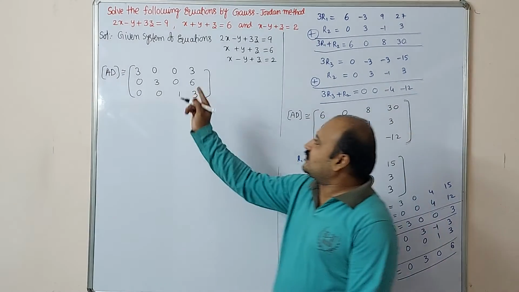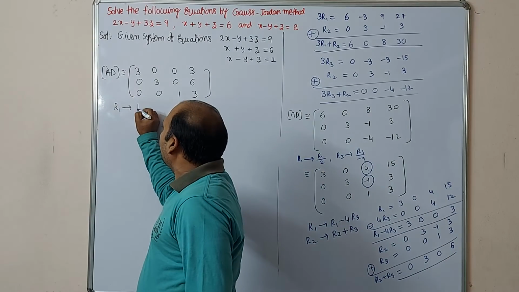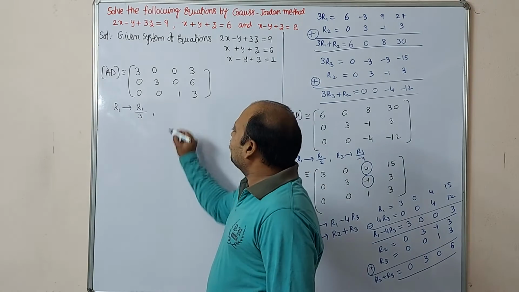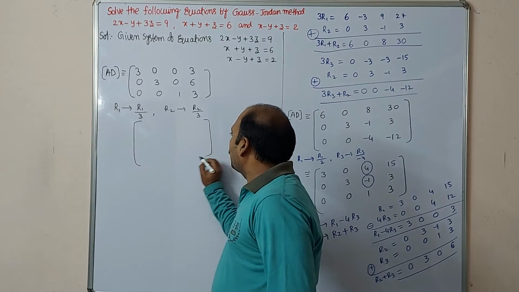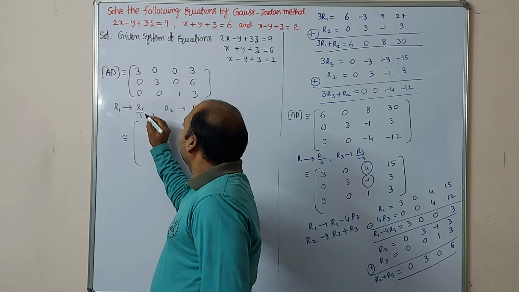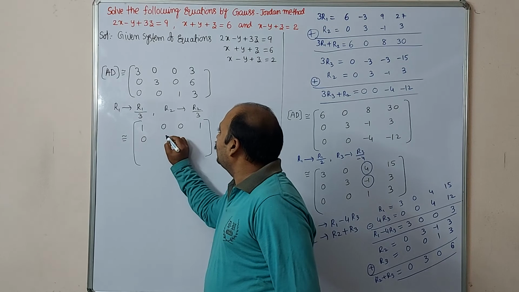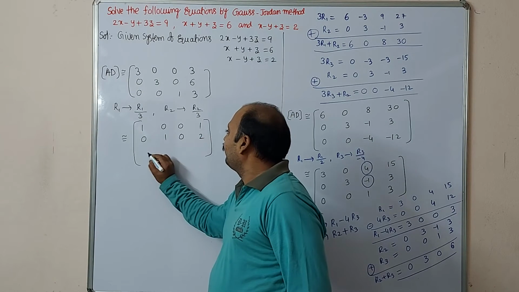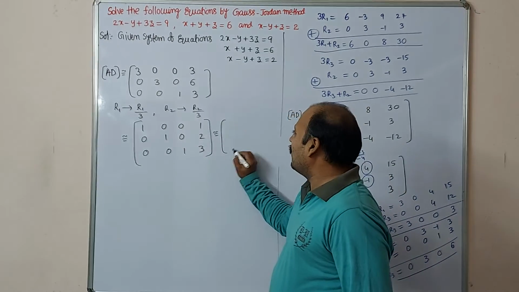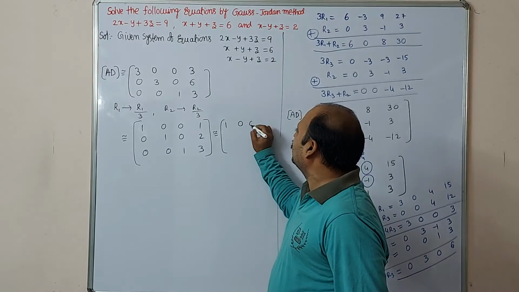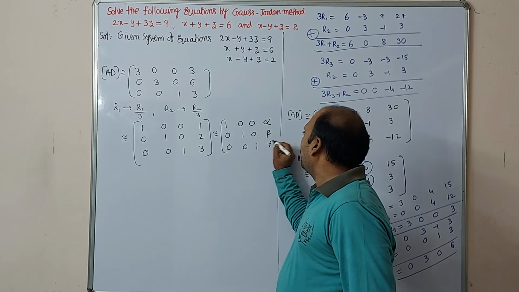Observe, dear students, the first row all are multiples of 3, the second row all are multiples of 3. So R1 tends to R1 by 3, we can write it. Similarly, R2 tends to R2 by 3 also. So after applying these row operations, it will become 1, 0, 0, 1. Next 0, 1, 0, 2, 0, 0, 1, 3. This you have to compare with echelon form. That means 1, 0, 0, alpha, 0, 1, 0, beta, 0, 0, 1, gamma.